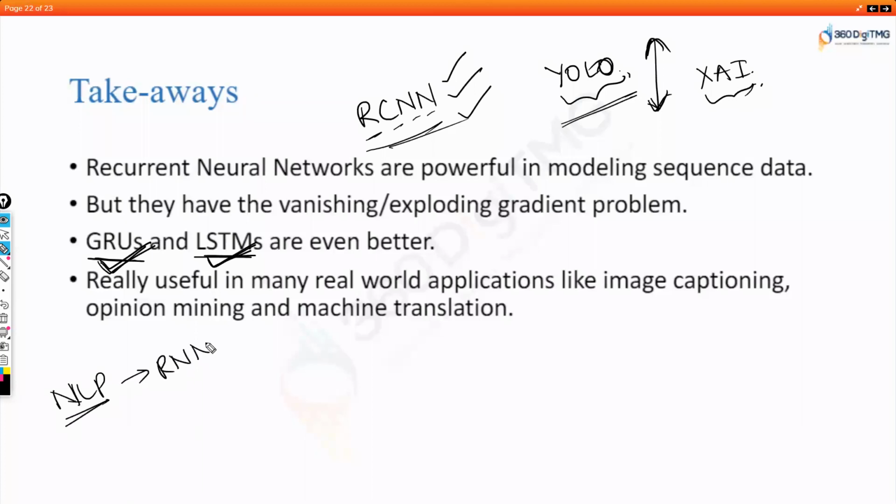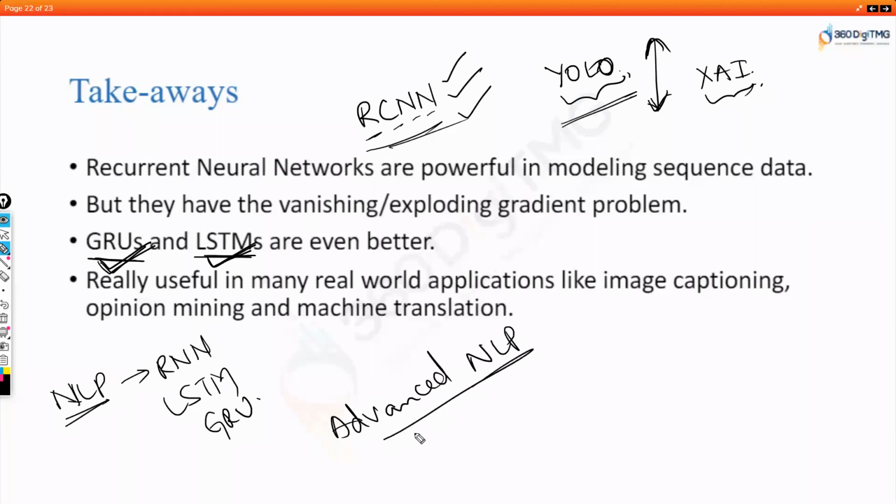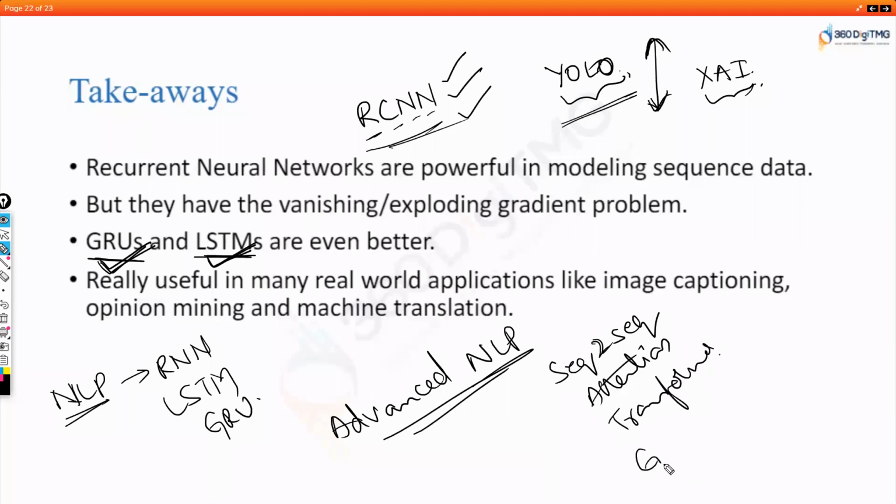RNN, LSTM, GRUs, all these can also be used for time series purposes. But you also have very advanced NLP techniques which have come to light now, wherein you have sequence to sequence models, attention mechanism, transformers, GPT models, BERT models, and a bunch of things. And once you know all these things, you'll also understand how to build your chatbots using RASA NLE.